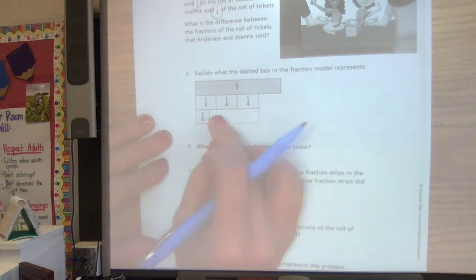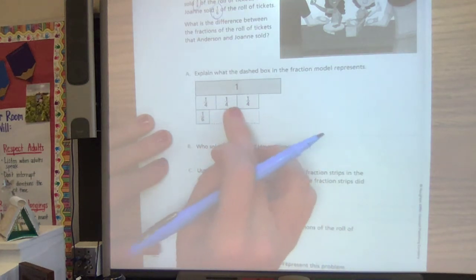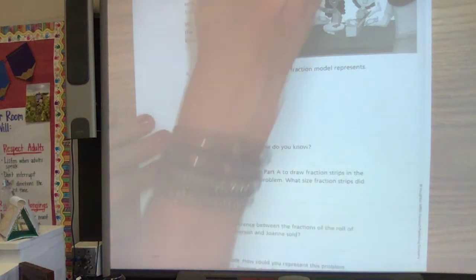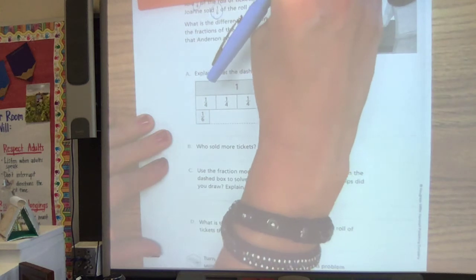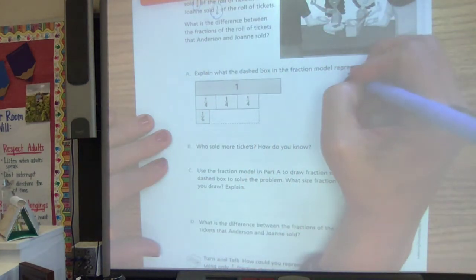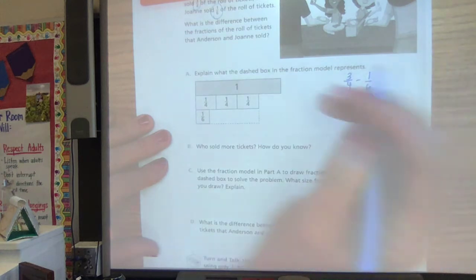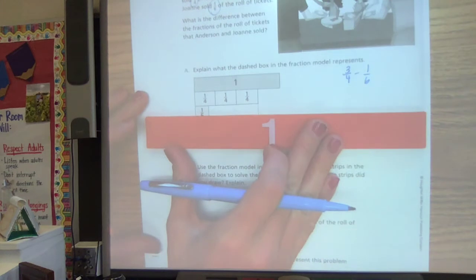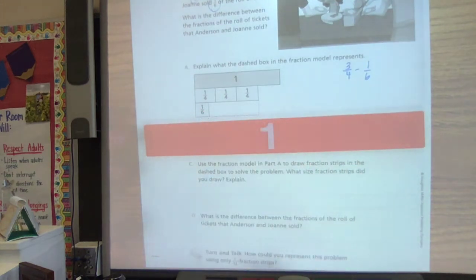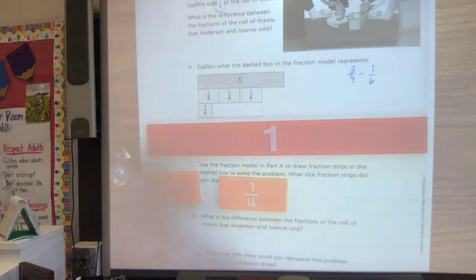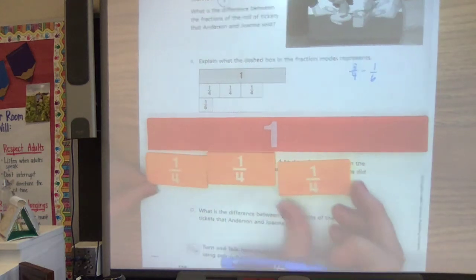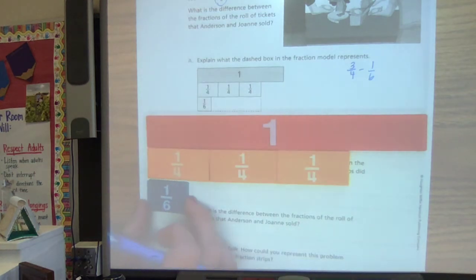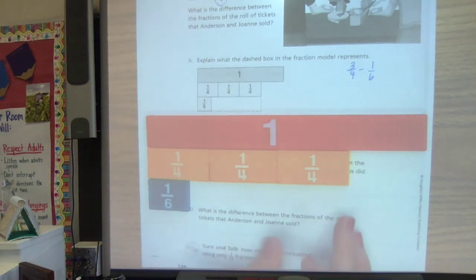And we're trying to figure out, just like we said in the last problem, what is the difference? What does this missing part represent right here? So I like to write it out, 3/4 minus 1/6. We can use our strips here. I'll put them right here. 3/4 and 1/6, just like we see where the book helped us to represent.